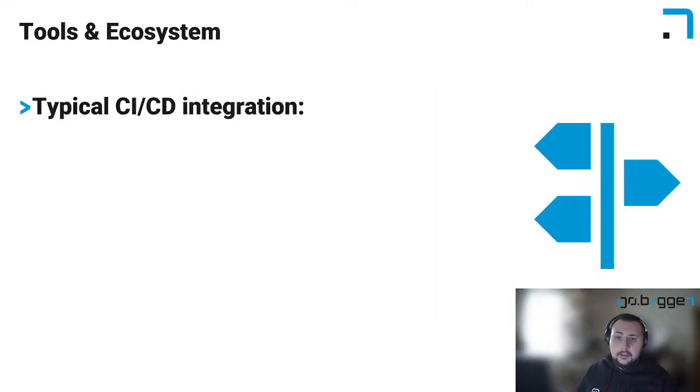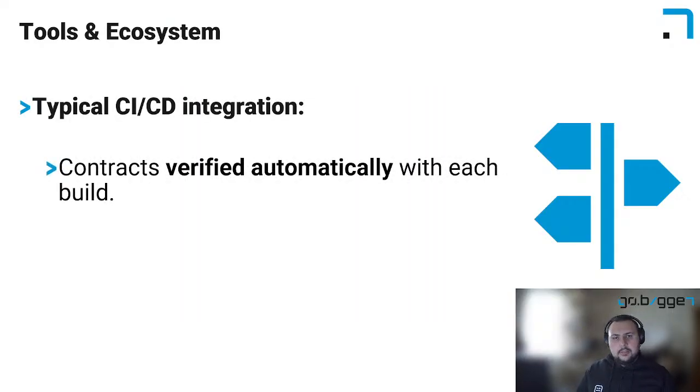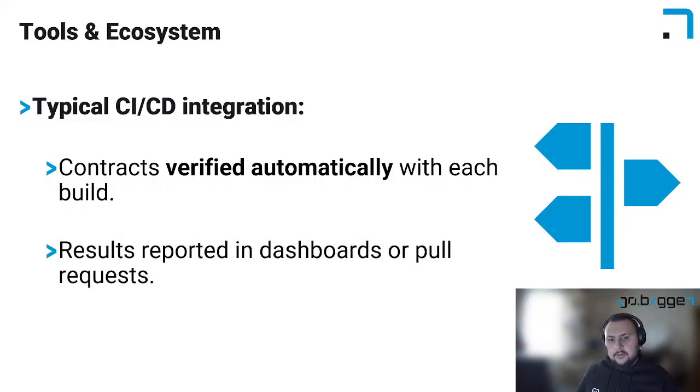Right. Typical CI/CD integration. What does it look like? A contract verifies automatically with each build. What I told you before, everything runs automatically. So no manual work, more reliable at the very end. The results get reported in dashboards or in the pull request as well. What does that enable us to? We don't necessarily have to go to a developer or a product owner or whatnot. Everyone can just pull up the information on a website, for example, so it makes everything easier. If anything goes wrong, everyone is going to be aware immediately.